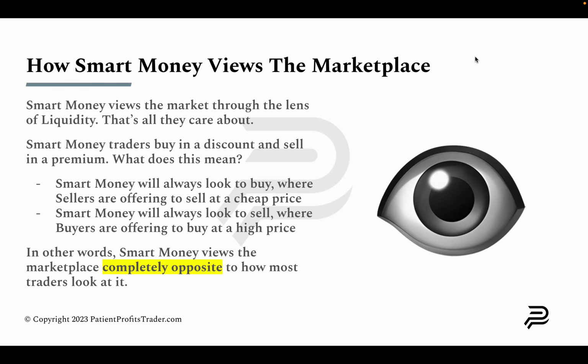Okay, and because smart money wants to buy in a discount, they need to be able to find sellers that are willing to sell in a discount. Okay, in other words, smart money views the marketplace completely opposite to how most traders look at it. And the perspective of smart money is the perspective you must begin to adopt if you're going to be successful in trading. You need to view the marketplace through the lens of liquidity.